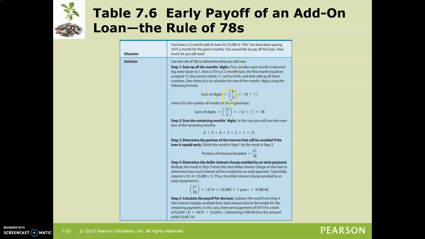The sum of digits is N divided by 2 times N plus 1. 12 divided by 2 times 12 plus 1 is 78. That is the rule of 78. So the sum of remaining months: you have paid for 6 months, you remain with 6 months, 5 months, 4 months, 3 months, 2 months, 1 month, that is 21. The portion of interest avoided is 21 divided by 78. Then you determine the dollar interest charge.